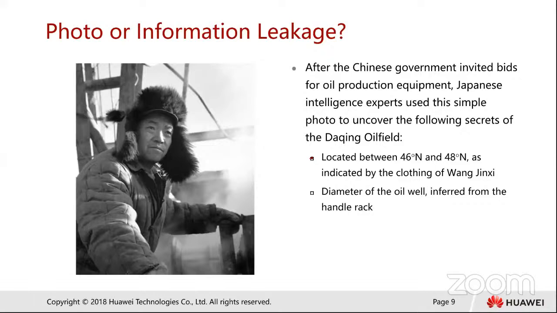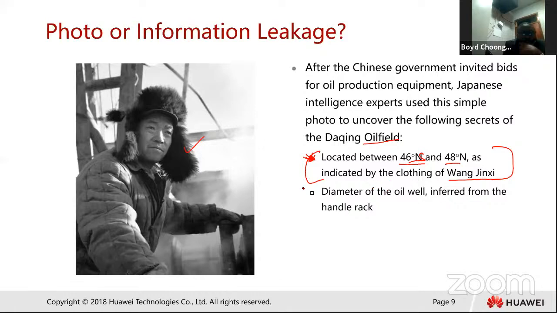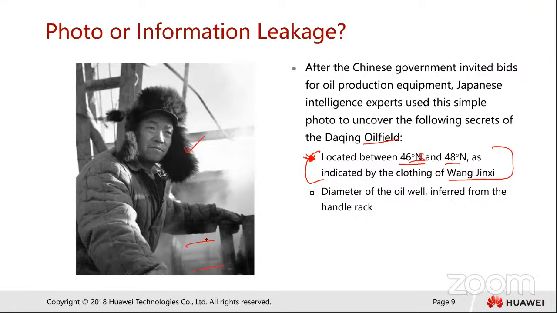This cold place of this kind of degree, based on their algorithm and artificial intelligence, they were able to tell that it is located between 46 degrees south and 48 degrees north, as indicated by the way he was dressed, okay? This guy was called Wang Jingzi. So depending on how Wang Jingzi was dressed, these guys were able to know that this oil field is located between this place.